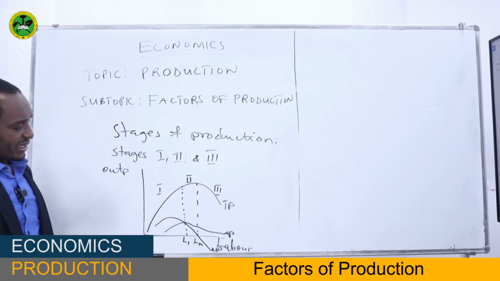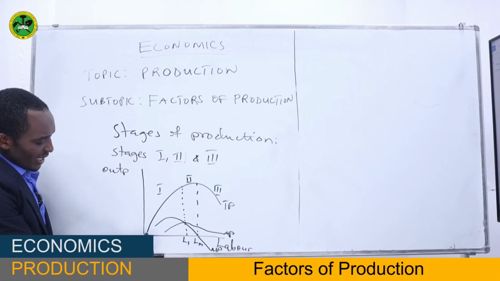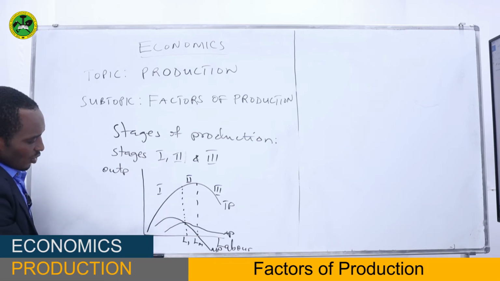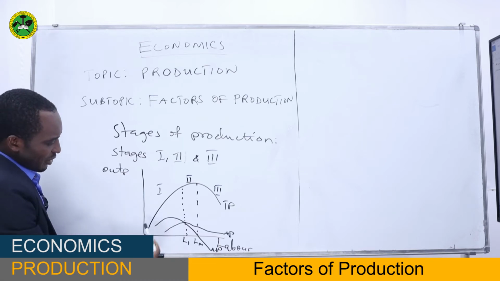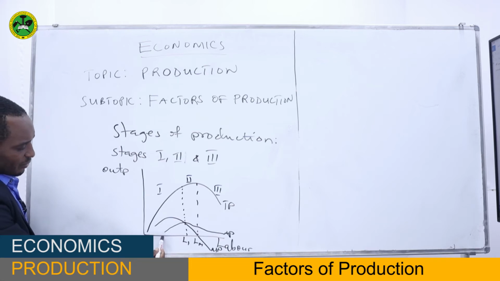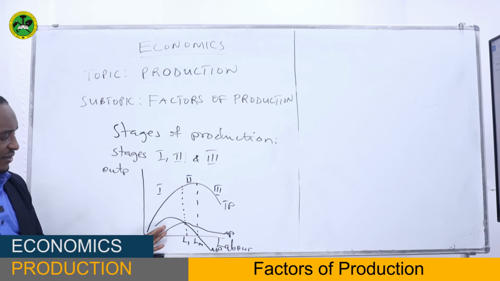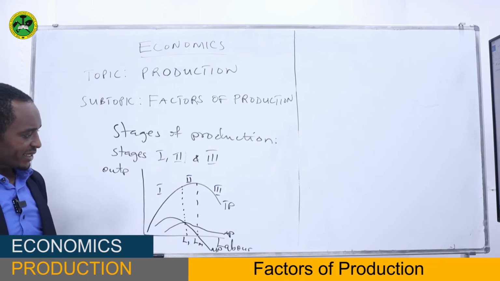And you can see in stage 1, the total product is increasing. Also the marginal product is increasing, and the average product is increasing. So you can see the 3 curves are all increasing.